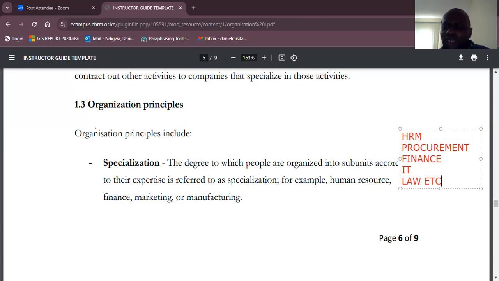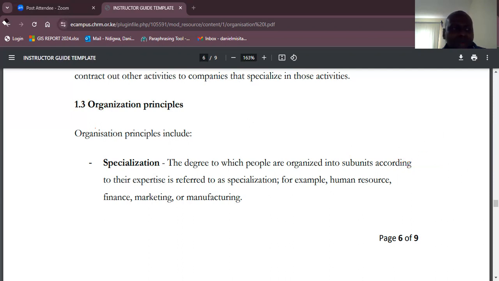So anyone can do business management, and that is why there's no body that has been incorporated to monitor that. So business management is not a profession. So you can organize your departments where people are specialized in a particular area. For example, you can be in marketing, you can be in manufacturing, you can be in human resource, based on the various functions within the organization.